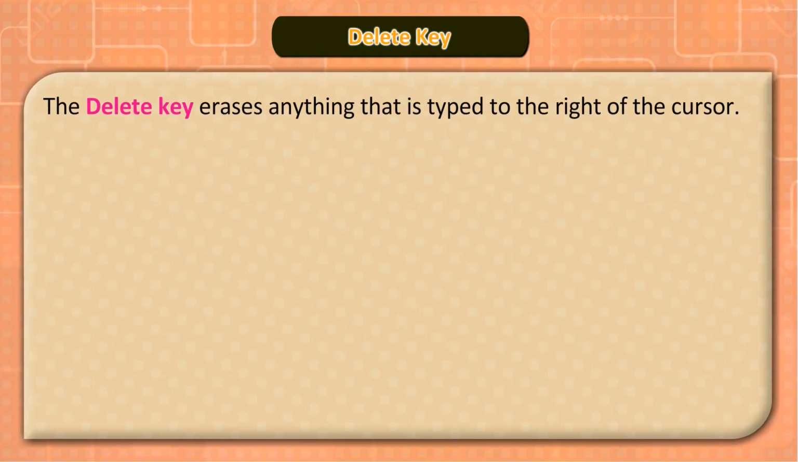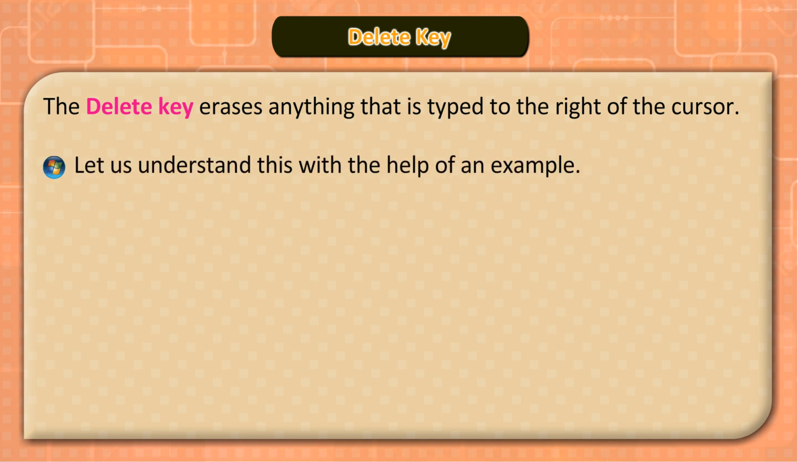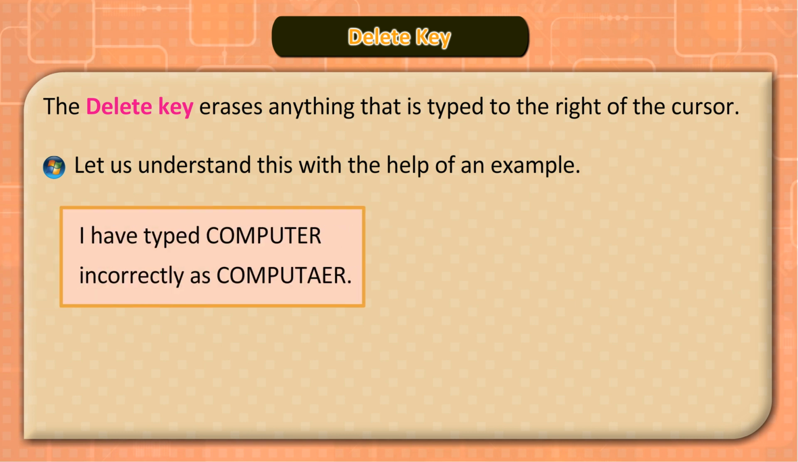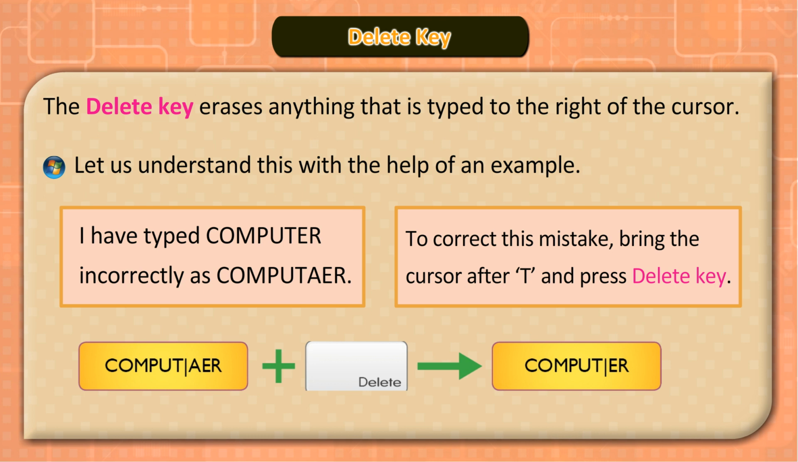Delete key. The Delete key erases anything that is typed to the right of the cursor. Let us understand this with the help of an example. I have typed computer incorrectly as computter. To correct this mistake, bring the cursor after T and press the Delete key.